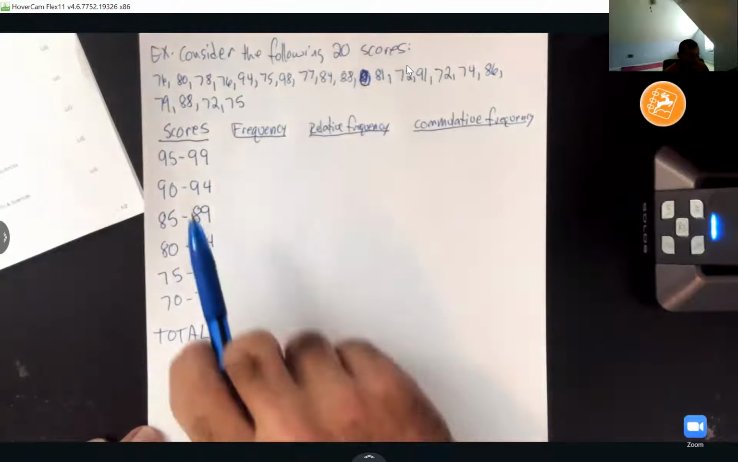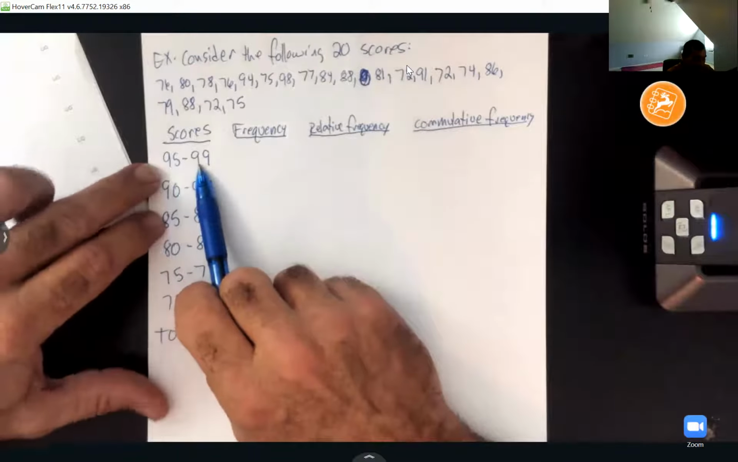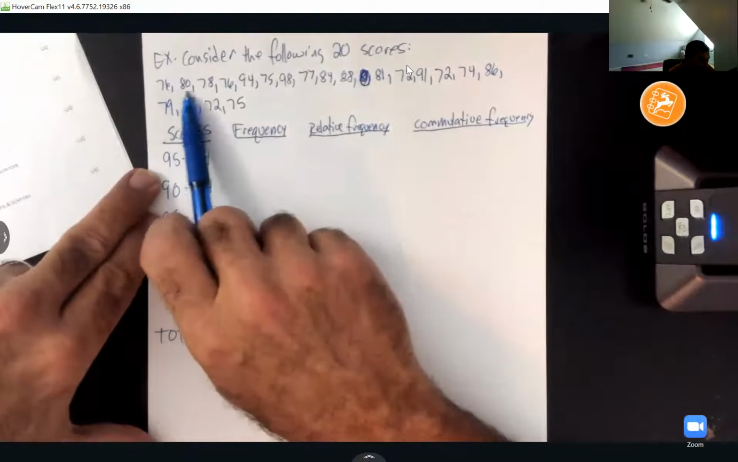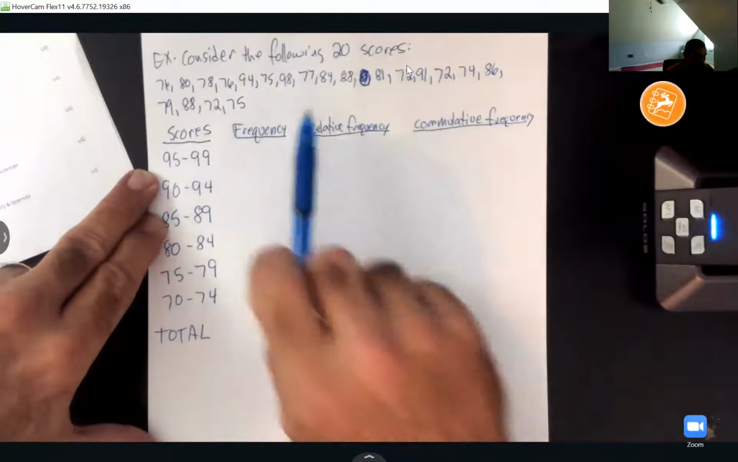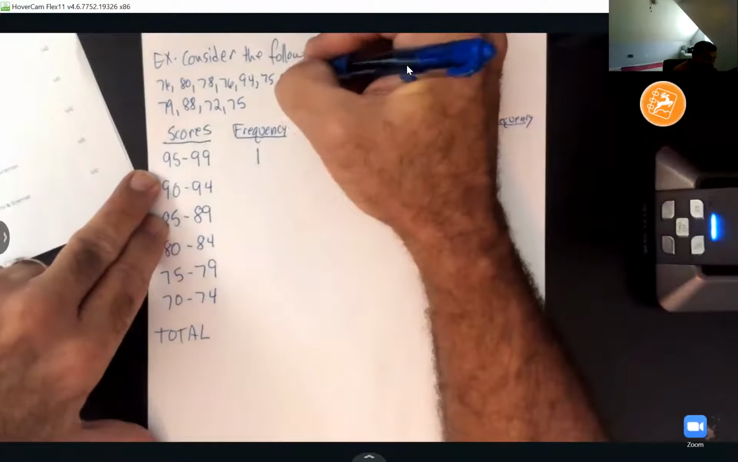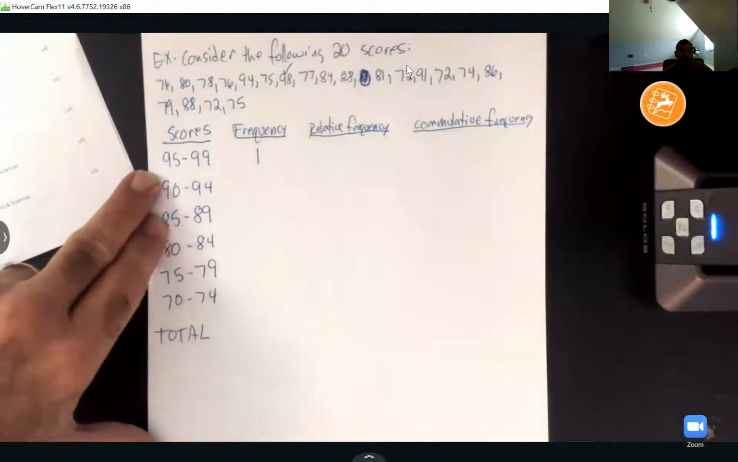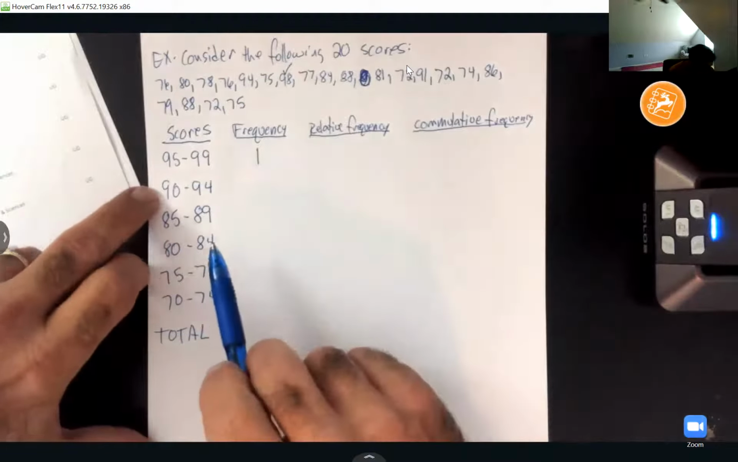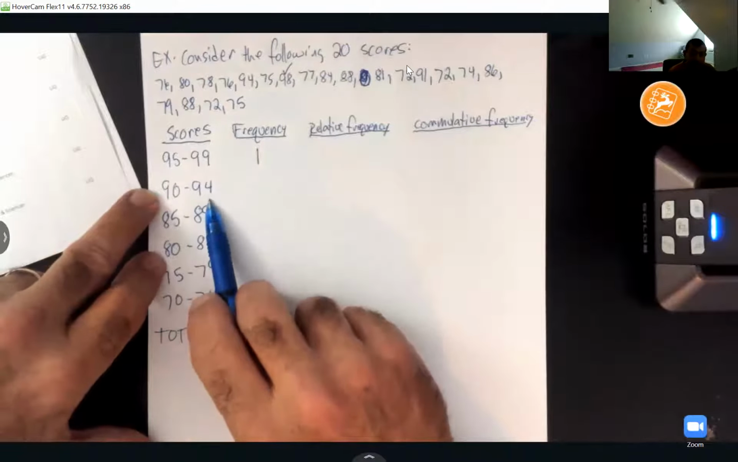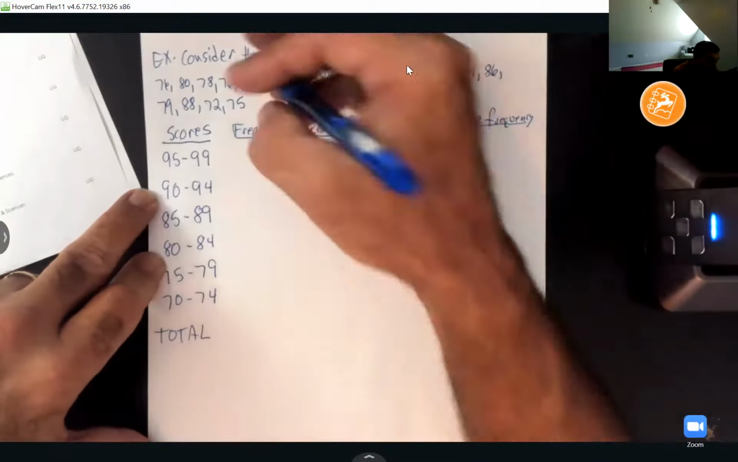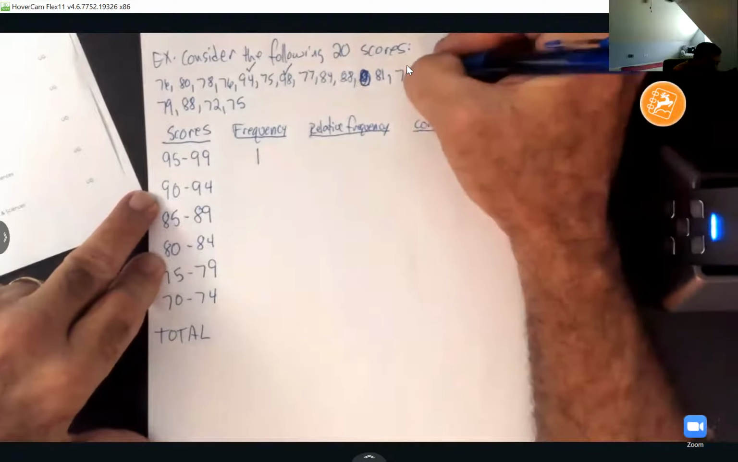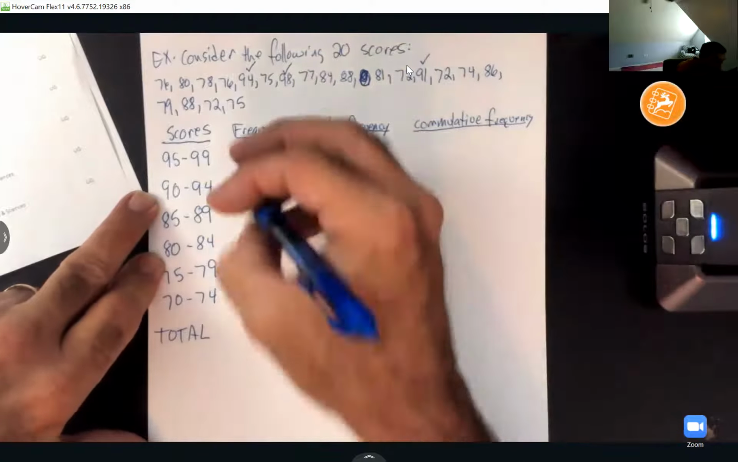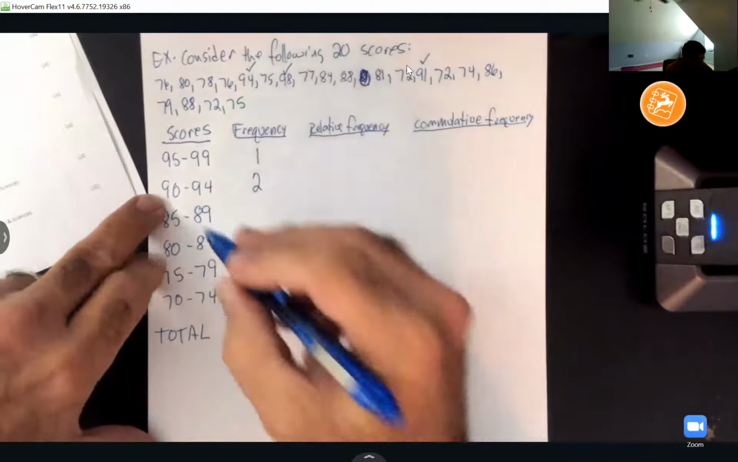So first of all, we need to count all scores that were between 95 and 99. So let's go through. So I got a 98. So y'all, one score was between 95 and 99, and that was my 98 there. So then I need all scores between 90 and 94. So let's go through there. There's 1. 91 fits. So I had 2 scores between 90 and 94.